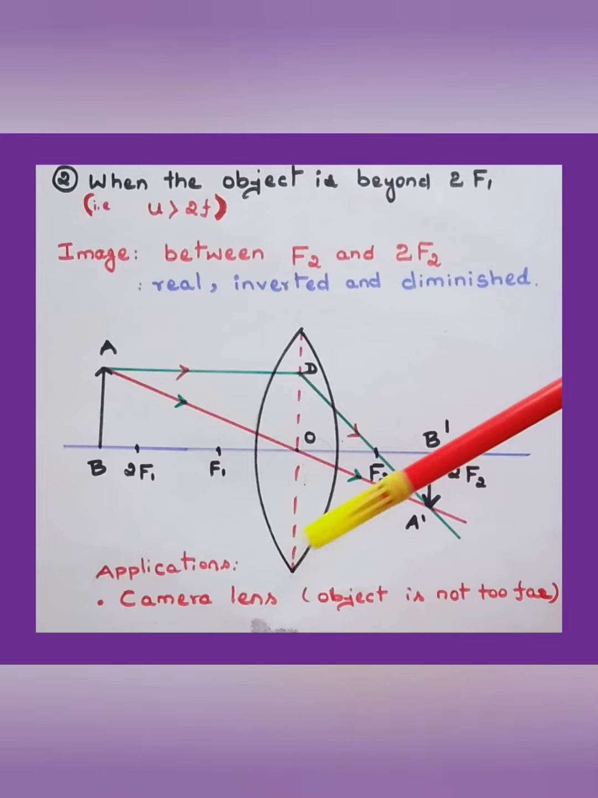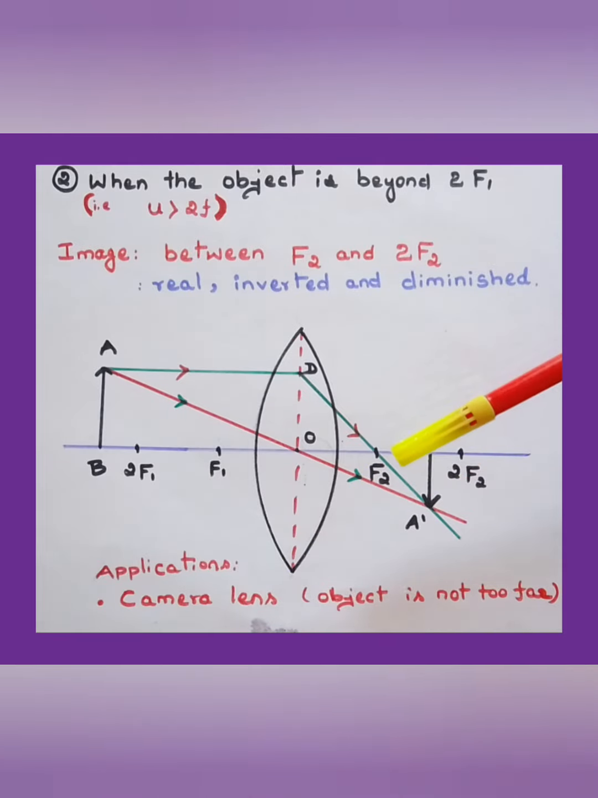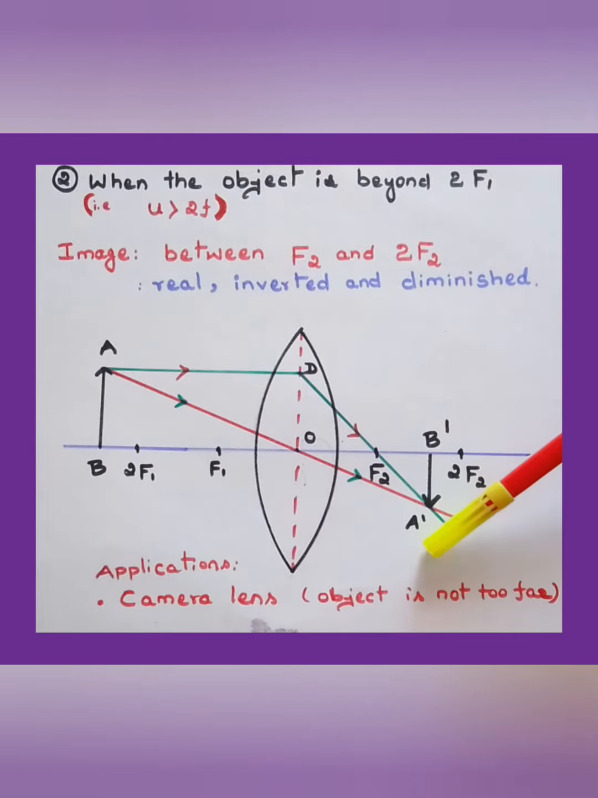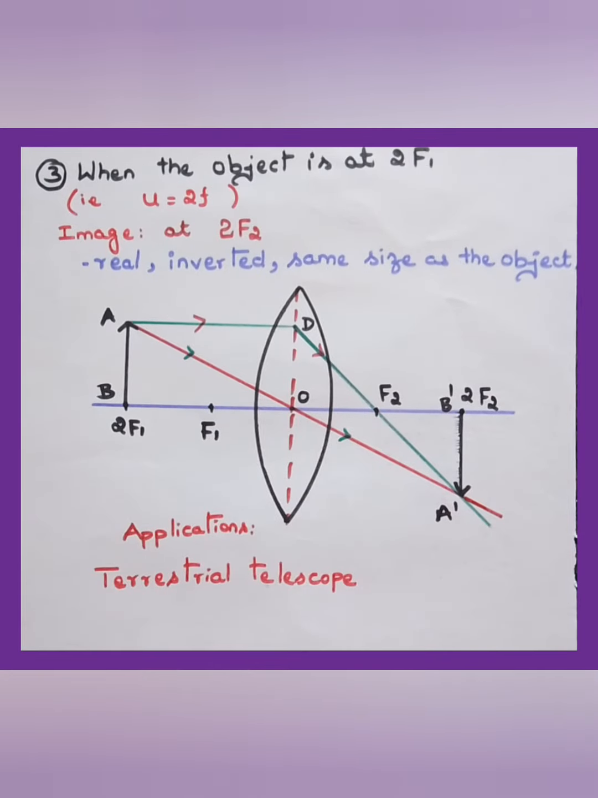If we want to get the image of a tree, we are able to get a diminished image of the tree, right? And when the object is not too far, nearby objects, we can get this kind of images. Cleared? We shall move to the next one.